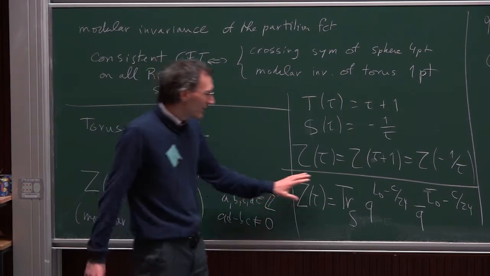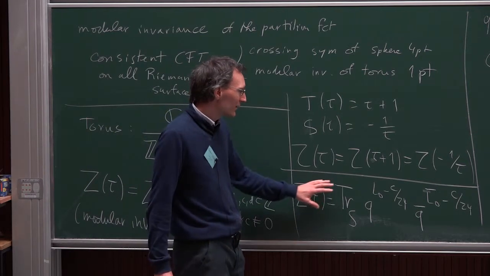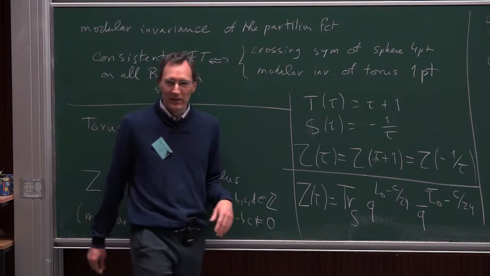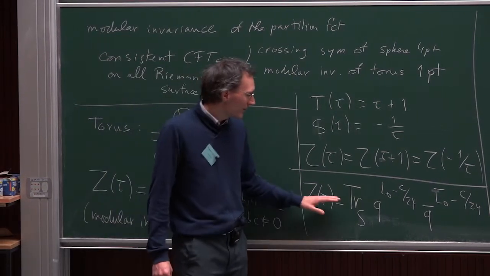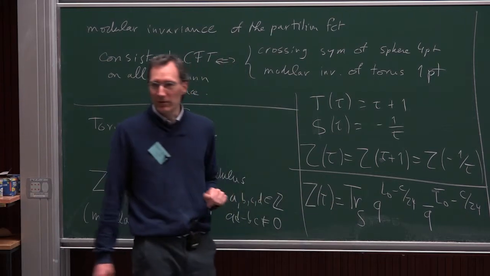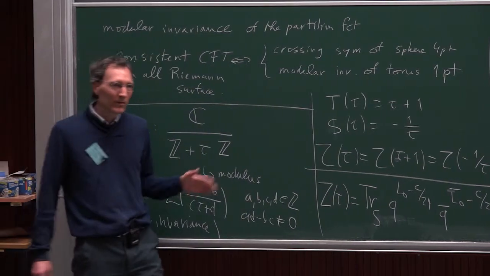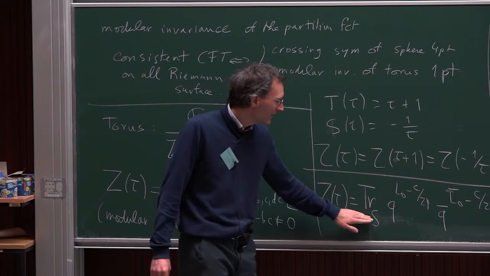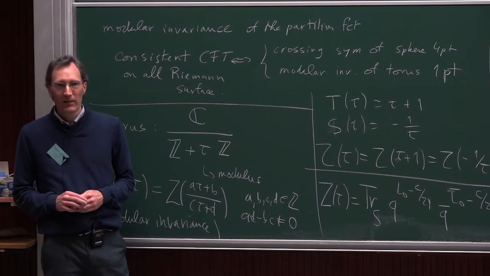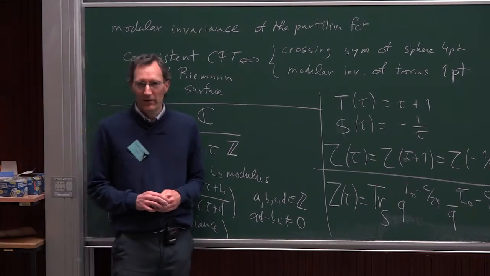Okay, but we could take this as a definition almost of the torus partition function. And now I propose to look at the consequences of modular invariance of this partition function, the consequences on the spectrum, because now we want to find constraints on this spectrum from this modular invariance. So are there questions?